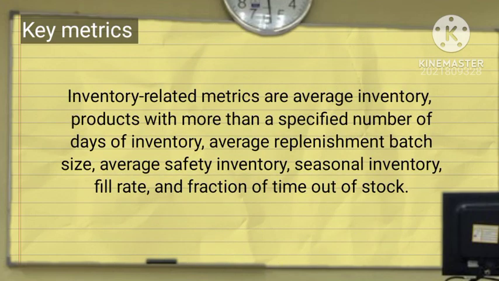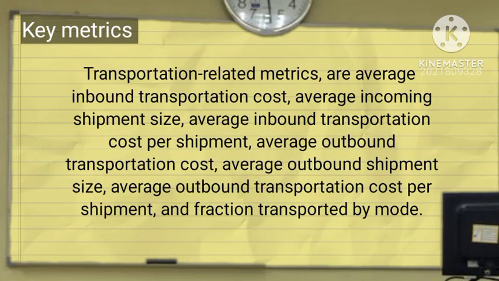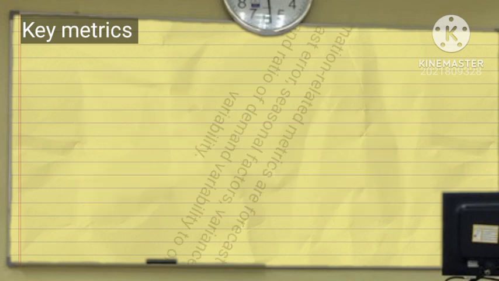Inventory-related metrics are average inventory, products with more than a specified number of days of inventory, average replenishment batch size, average safety inventory, seasonal inventory, fill rate, and fraction of time out of stock. Transportation-related metrics are average inbound transportation cost, average incoming shipment size, average inbound transportation cost per shipment, average outbound transportation cost, average outbound shipment size, average outbound transportation cost per shipment, and fraction transported by mode.